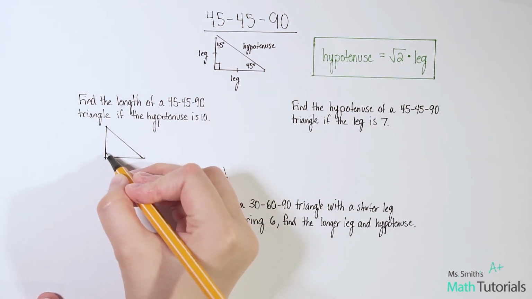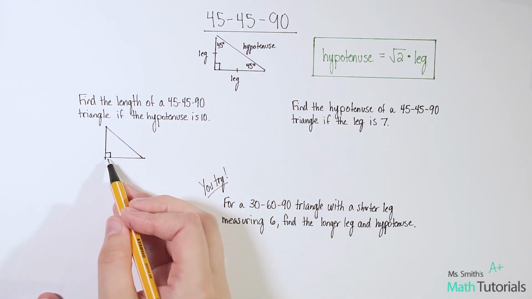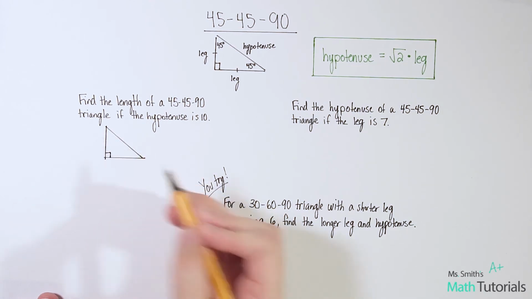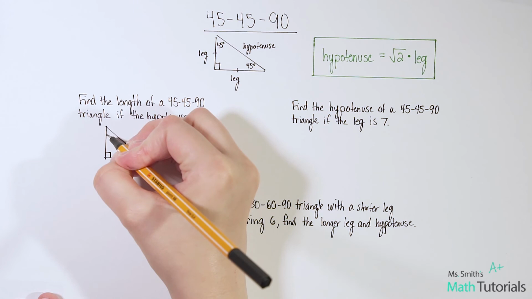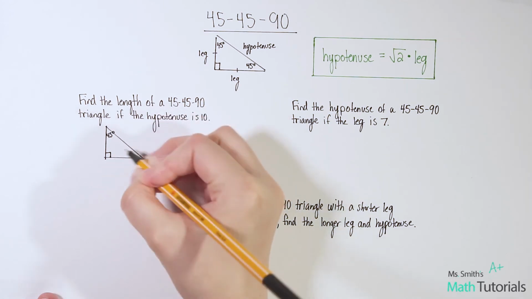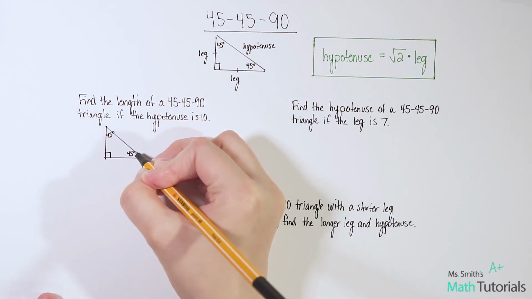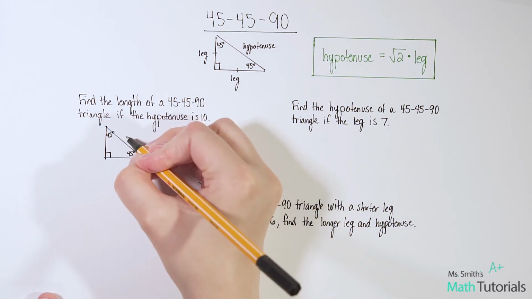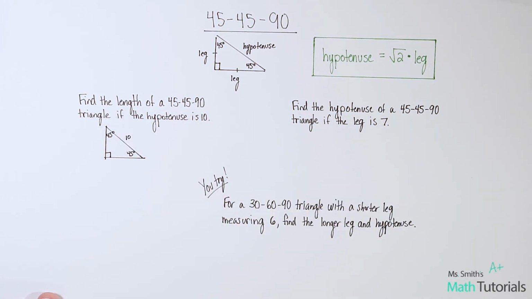Okay, so I'm going to label the one corner 90. I know this is 90 degrees. And I know my other two angles, if it's a 45, 45, 90, they both have to be 45 degrees. So I can go ahead and label those. Now it tells me the hypotenuse is 10. So I'm going to go ahead and label the hypotenuse 10.